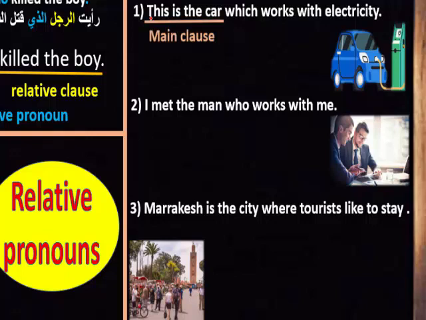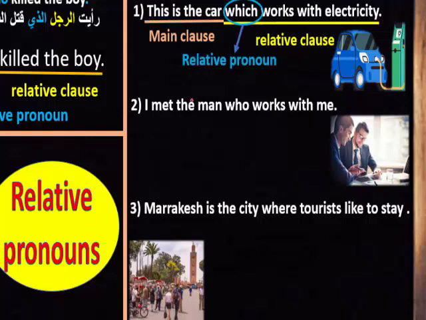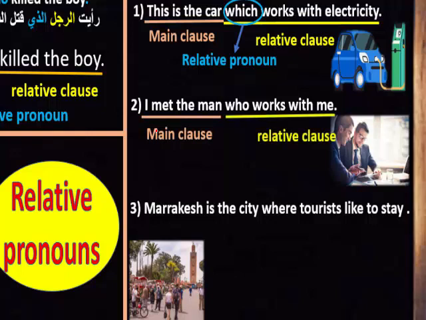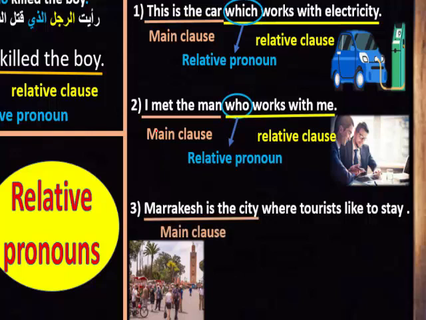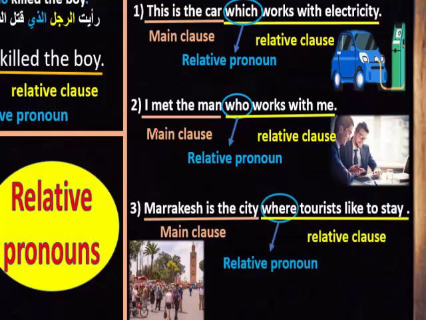What is the relative clause? Excellent. So the relative clause is which works with electricity. And what is the relative pronoun? Great, it's which. Number 2, I met the man. What is this? Good, main clause. Who works with me? Relative clause. And the last one, who, is the relative pronoun. Marrakesh is the city, the main clause. Where tourists like to stay, relative clause. And where is the relative pronoun.